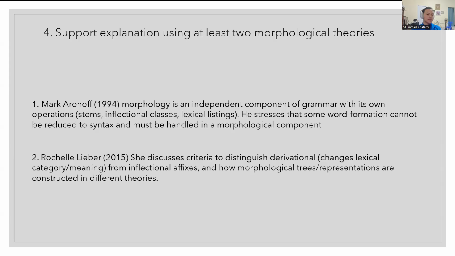Now, the next task is to support the explanation using at least two morphological theories. First, by Mark Aronoff: morphology is an independent component of grammar with its own operations, such as inflectional classes and lexical listings. He stresses that some word formation cannot be reduced to syntax and must be handled in a morphological component. And then the next one, by Rochelle Lieber. She discusses criteria to distinguish derivational affixes, which change lexical category or meaning, from inflectional affixes. And now, morphological trees or representations are constructed in different theories.